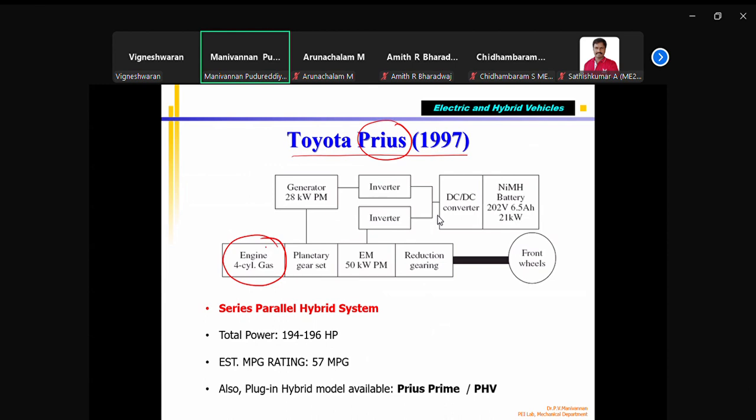Fine. So it has a 4-cylinder gasoline engine, and it is connected to a planetary gear. I know it is a series parallel hybrid. So that way the engine is connected.